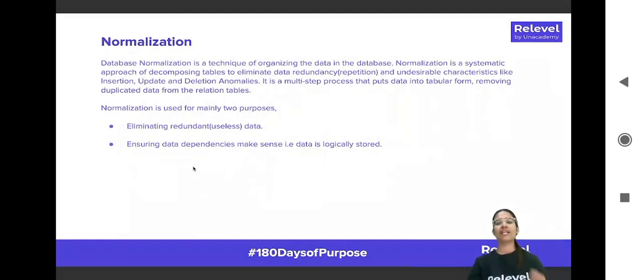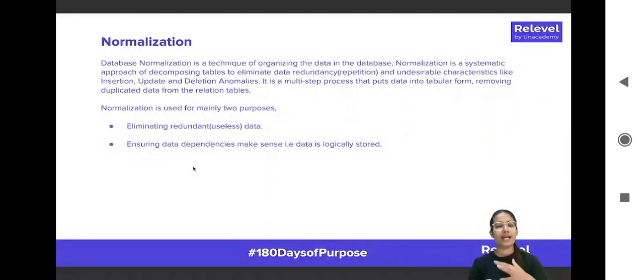Okay, just to quickly summarize, it's a technique for organizing data, right? It's a systematic approach where we decompose the data and get rid of redundant and repetitive data, and insertion, updation and deletion anomalies. And it's not a one-step process, it's a multi-step process so that we get rid of undesirable data.